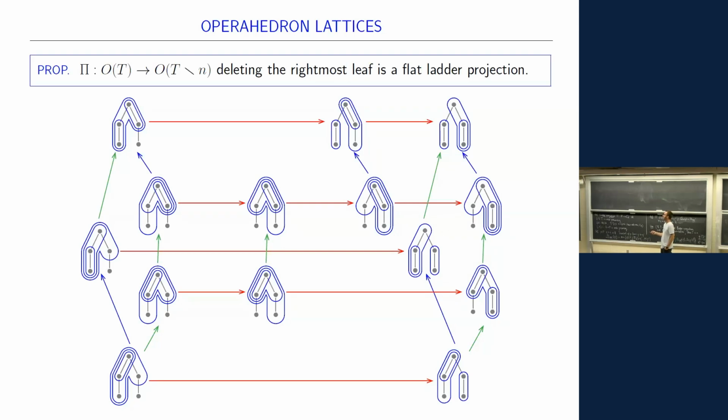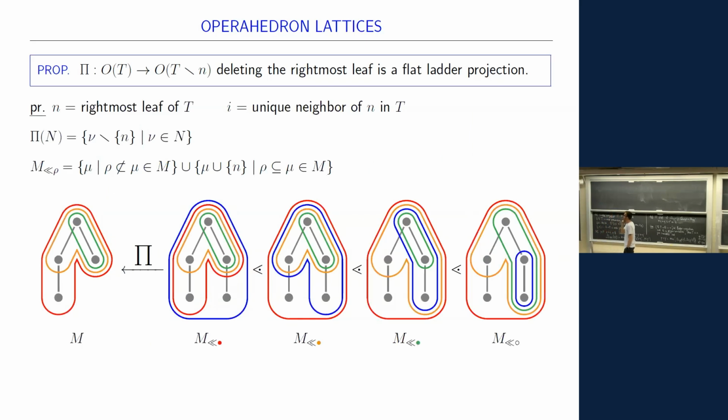I start from my tree T, and I will erase the rightmost leaf, which I call n. When I erase a leaf, if this leaf is in a given nest, I just erase it from this nest. That's it. I keep the nest without this leaf. So, for example, if you erase this leaf here, you should see the same thing. Remember that I don't draw the full tree, which is maybe a little bit difficult to see here. Okay, so I claim that this is a flat ladder projection.